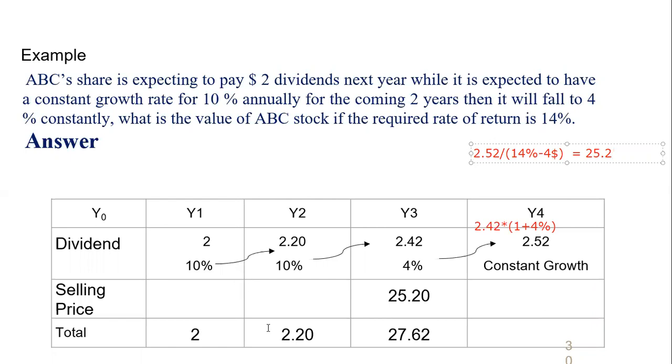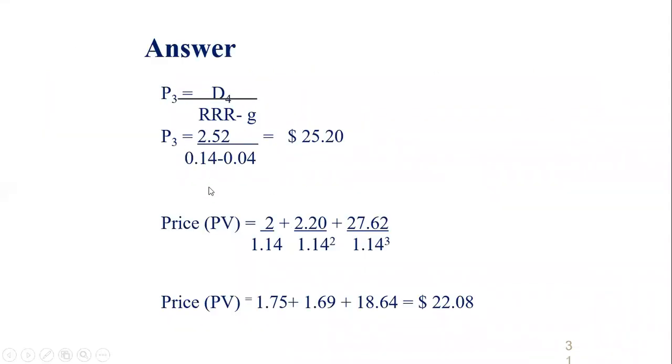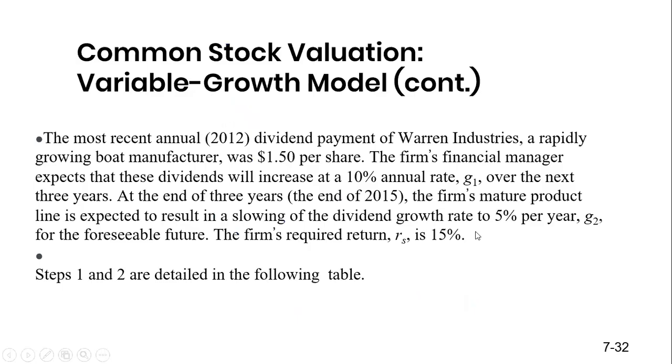So I discount the 2 plus 2.2, then 25 plus the 2.42. Then I discount all the values, and then we have the common stock value. So if we do the calculation like that, we can determine how we can find the value of the common stock in the coming slide. So how do we do this? As I said, 2.52 divided by the difference R minus g, 25, and then I discount them, and then I add the dividends in addition to the stock.